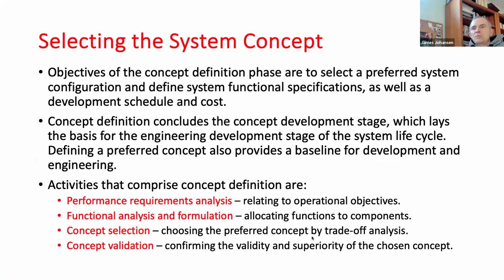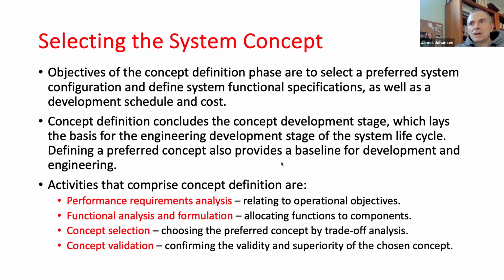Next, let's start thinking about the functional analysis and putting this in context. We'll have several figures in just a moment that will help us out. We're in the process of selecting the system concept. The objectives of the concept definition phase are to select a preferred system configuration and define system functional specifications, so we're getting into the functional level, as well as a development schedule and cost. We're not going to focus so much in this class on the detail of schedule and costs, but even in your project proposal, you've got a chance to think about that to a degree.